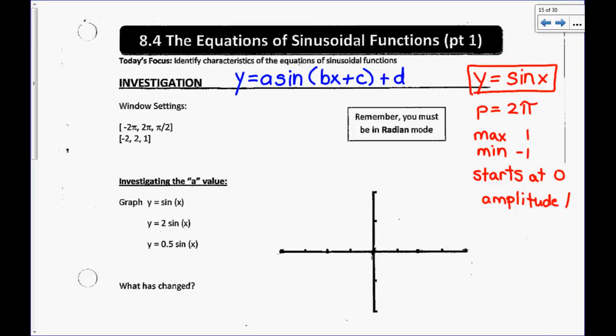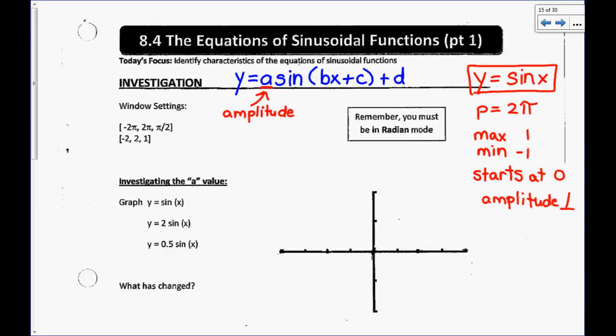But sometimes we have some other parameters that are included. When we put a number that we're multiplying sine by, the a, this is going to affect your amplitude. So if a is 3, it means your graph is going to be 3 times the height that it normally would be. So instead of an amplitude of 1, it would have an amplitude of 3, okay? So really it's a vertical stretch.